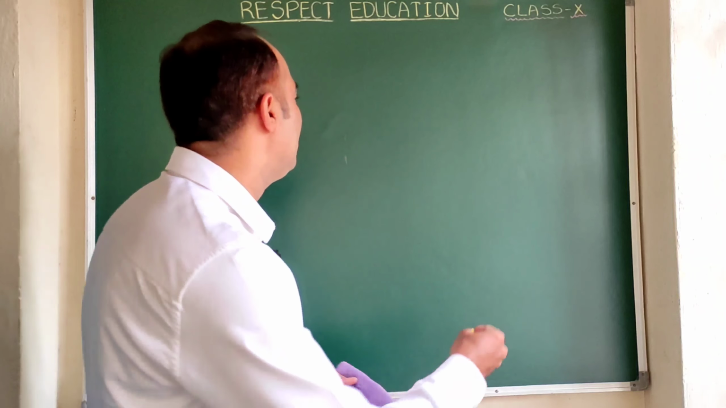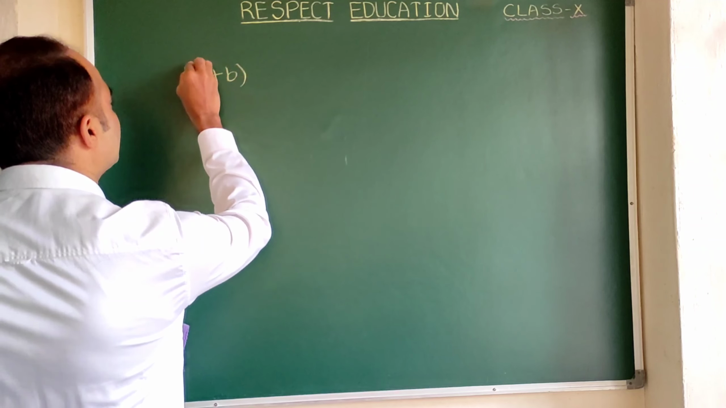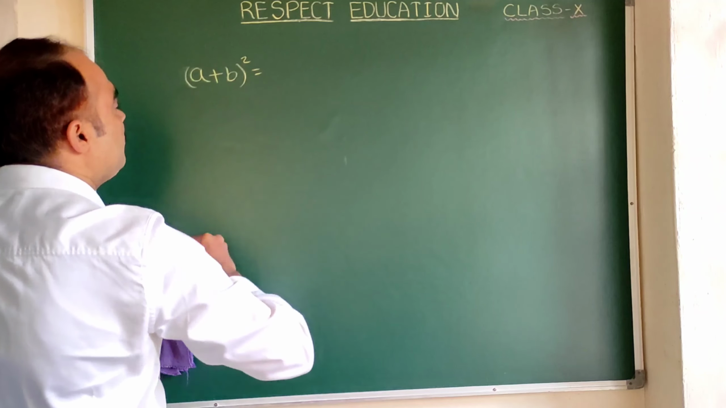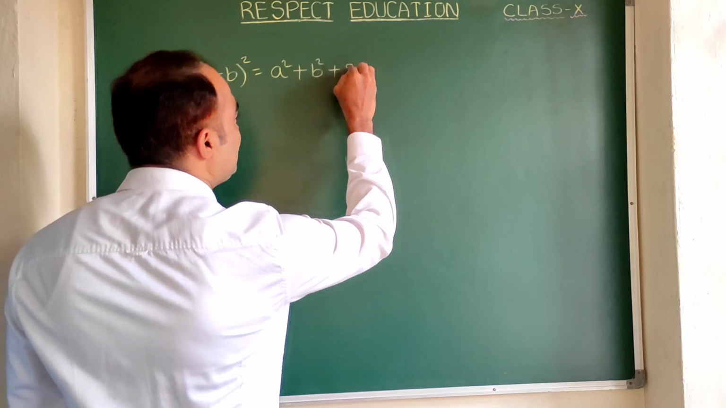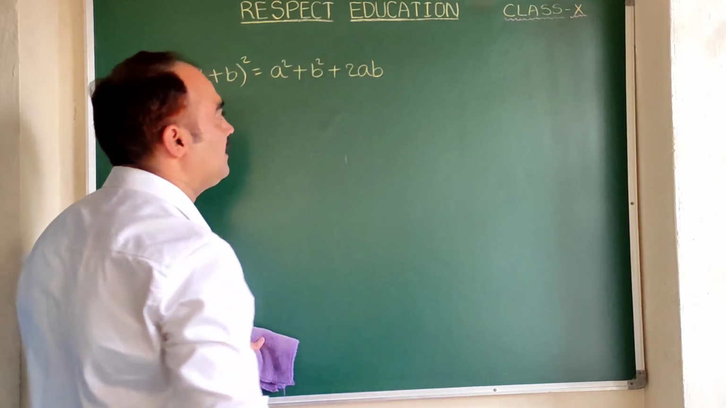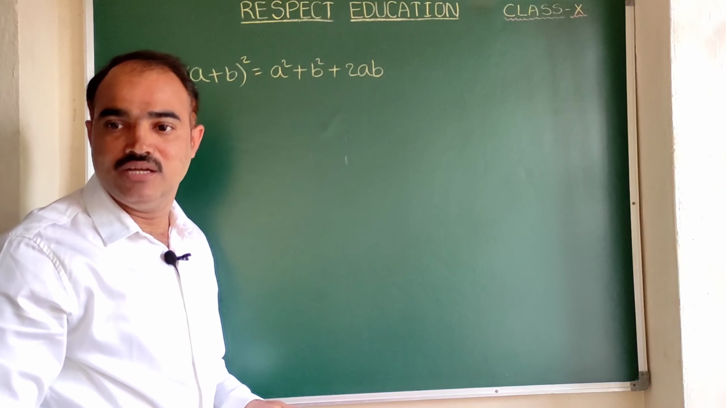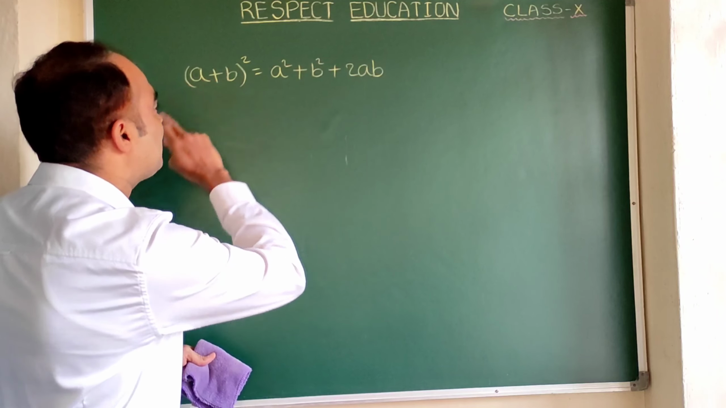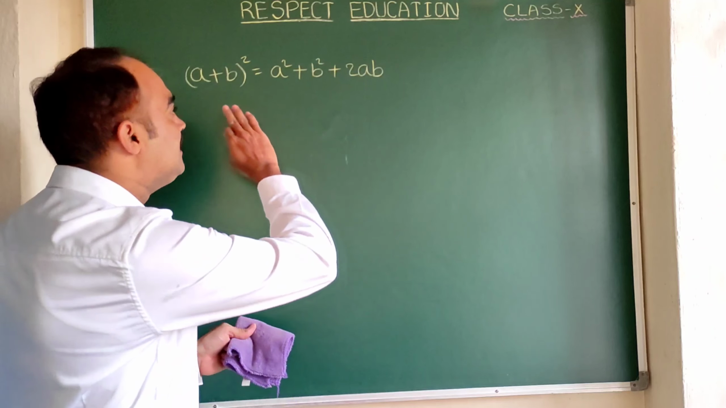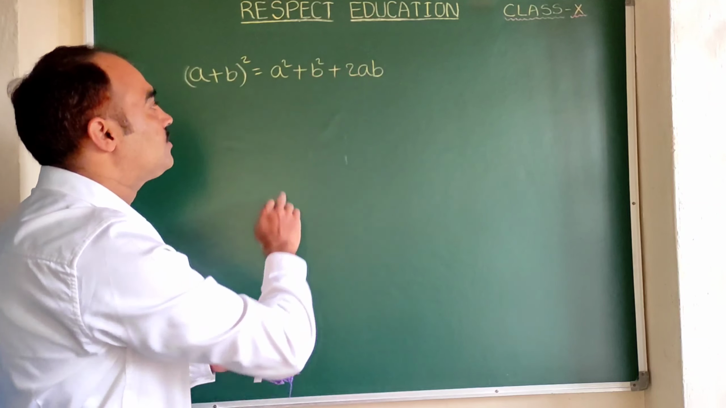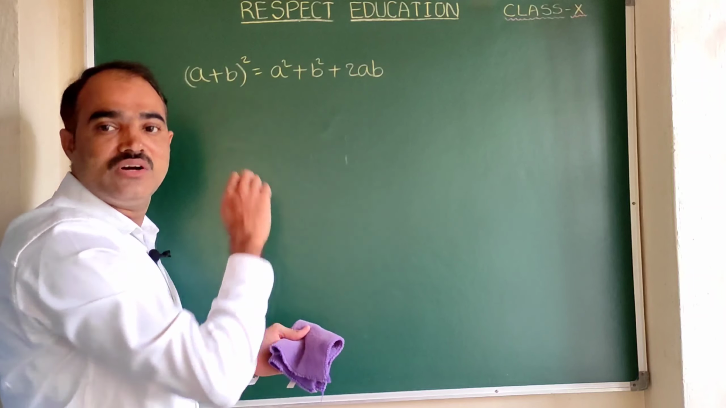Let us see a small example. As you know, a plus b whole square. What is the formula of a plus b whole square? a square plus b square plus 2ab. In this equation, a and b are called variables. So whatever values you substitute in place of a and b, it should be equal. Is it clear? That means this equation is true for all the values of the variables in that equation. This is called an identity.